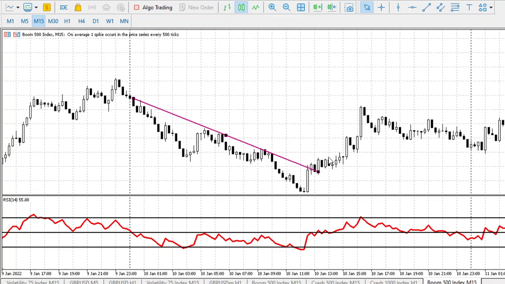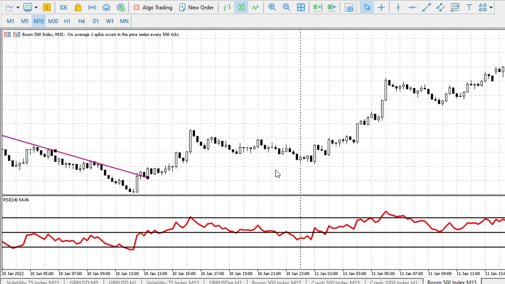On exit, we have 2 options which we can use. We can either target the previous high, or you can wait until the RSI reaches the 70 level, which is the overbought zone. So let's go on to another example.